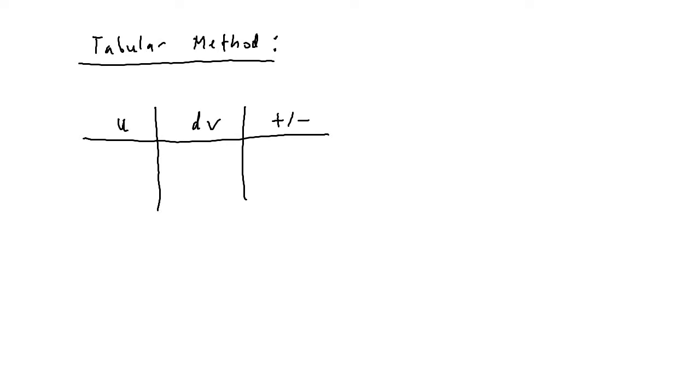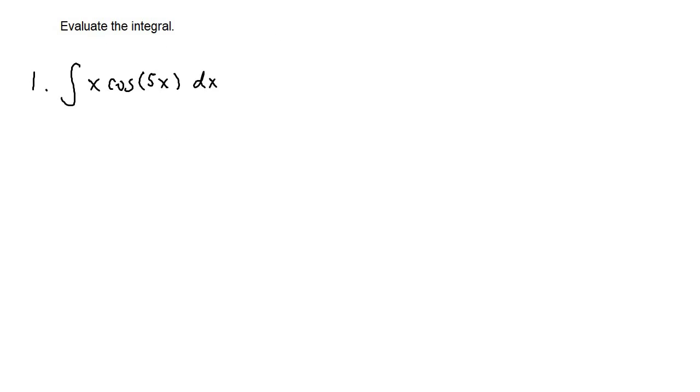Now the good thing about tabular method is, unless you're forced to use the standard formula for integration by parts, once you learn this tabular method, you don't even have to worry about the other formula. So now there are 3 different scenarios for the tabular method, and I have 3 problems for this method, so each problem will show 1 scenario. So for number 1, we have x times cosine of 5x dx. So let's go ahead and actually use the tabular method.